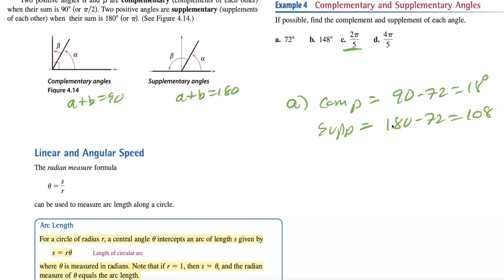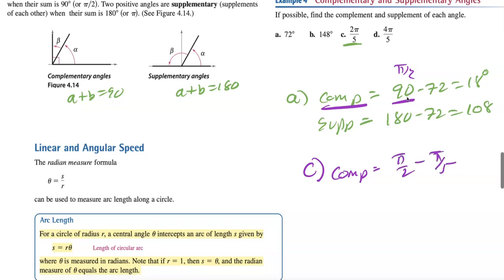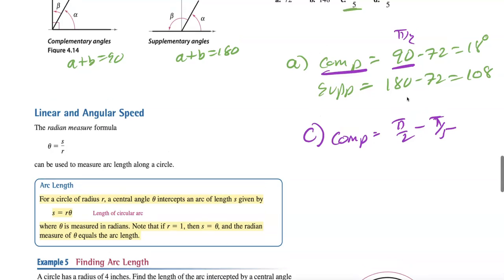What if I do C though? It's in radians. Well, complementary is basically the same idea. But what's 90 degrees in radians? That is pi over 2. So we're going to do pi over 2 minus pi over 5. And it's really just, how good are you at fractions? It's really the question here.